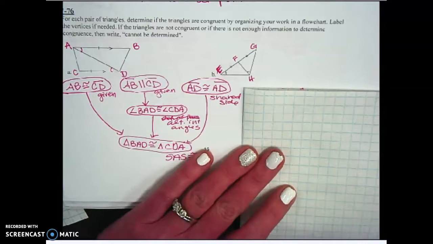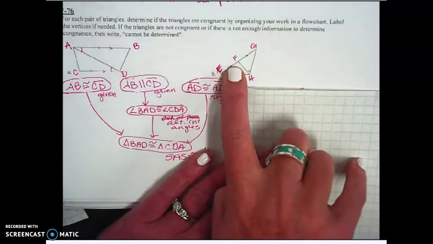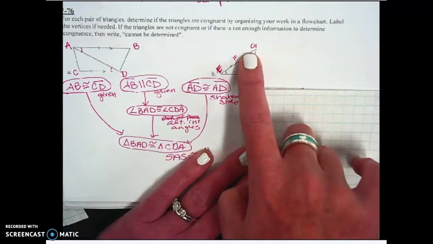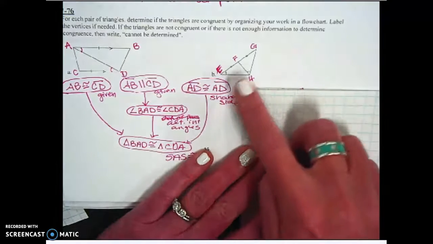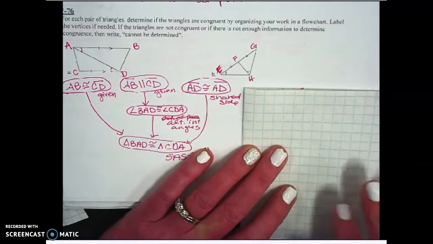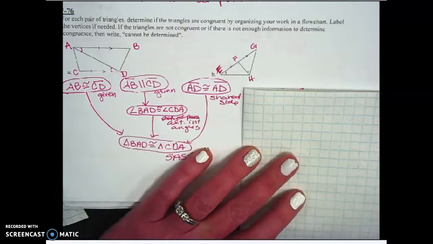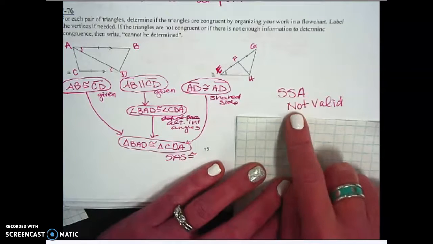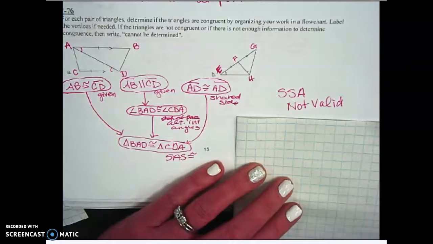But let's look at the order for a second. We've got this angle, this side, this side. This angle, this side, this side. We've got angle, side, side. That spells a bad word. Angle, side, side. Picture that in your head. Does that work? What word is it? Right? Yeah. So you're going to say that side, side, angle is not valid. It does not work.